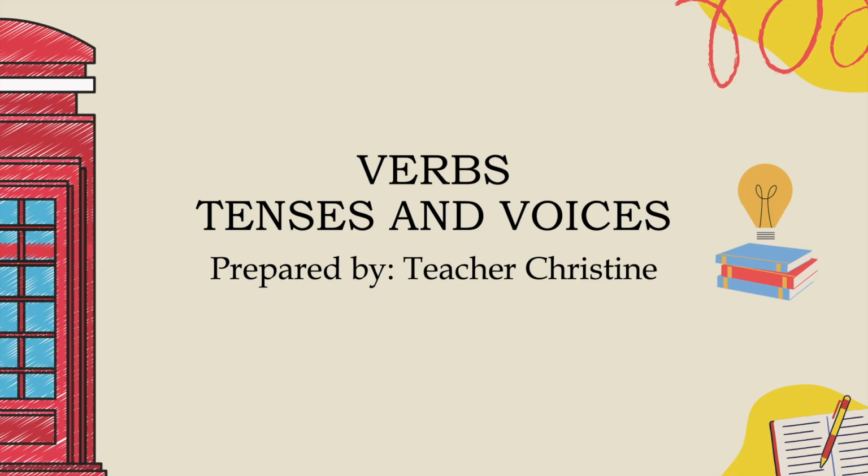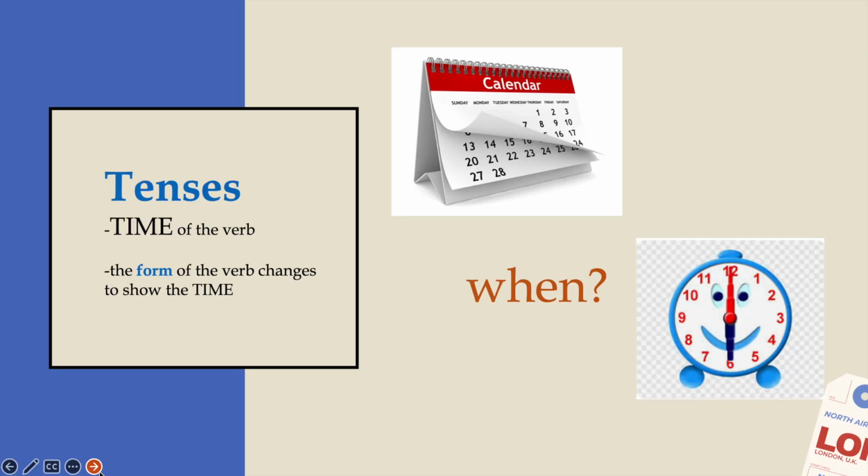Tenses of verbs. We'll be discussing in this video the tenses of verbs, the simple tenses: past, present, and future. Tenses mean the time of the verb. The form of the verb changes to show the time. So when you say tenses, it answers the question when.